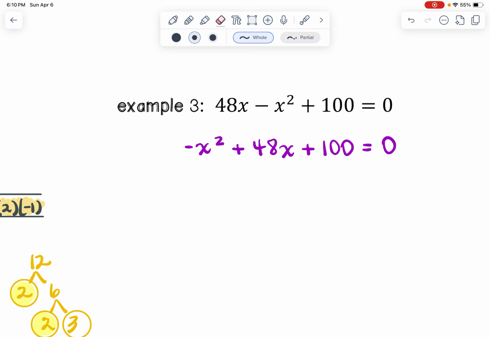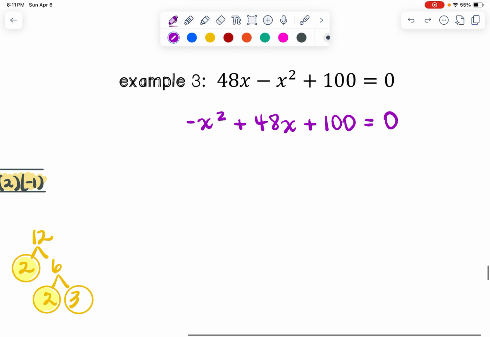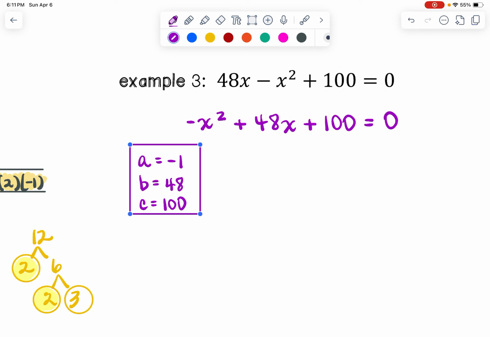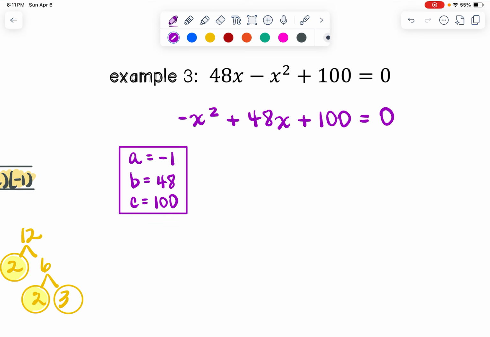And again, in quadratic formula land, it's okay for my x squared to be negative. If you want to move everything to the other side to make the x squared positive, you certainly can. You're going to get the same answer at the end. It's just not necessary for quadratic formula like it is when we factor by grouping. All right, so now that I have it in standard form, I notice the a value is -1, the b value is 48, and the c value is positive 100. And once I have those lovely numbers, I can throw them into my quadratic formula.